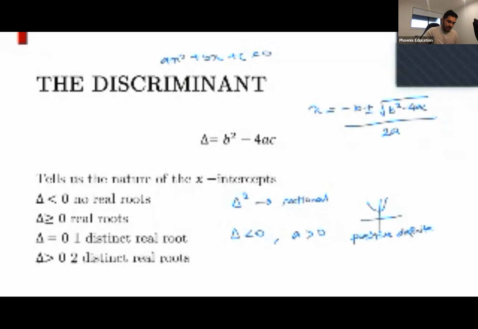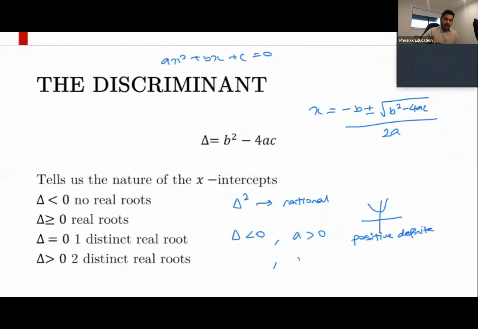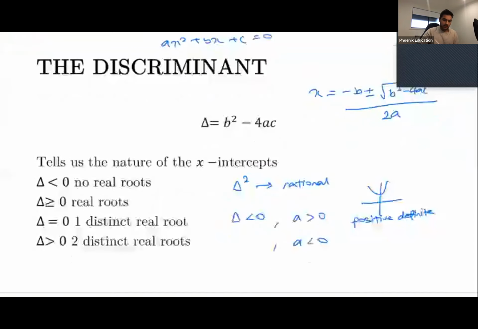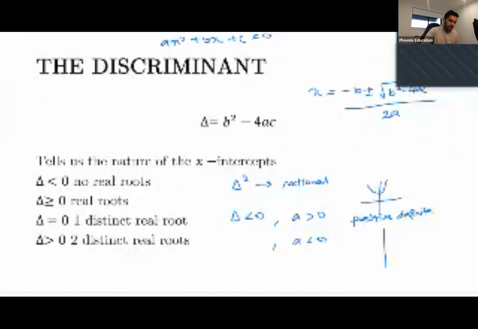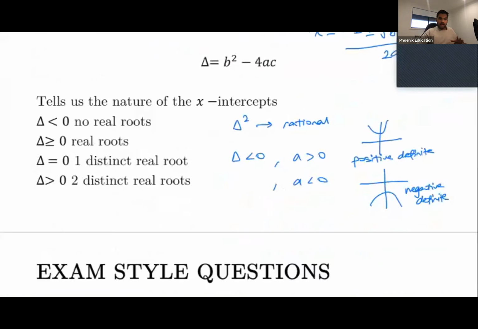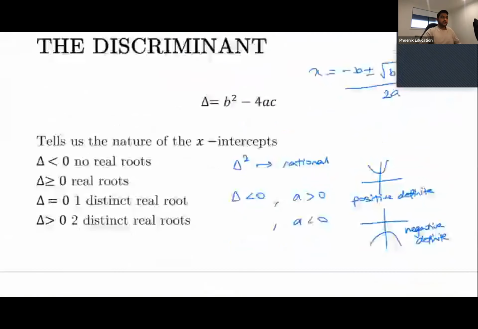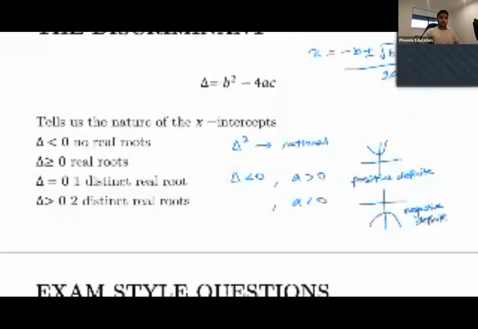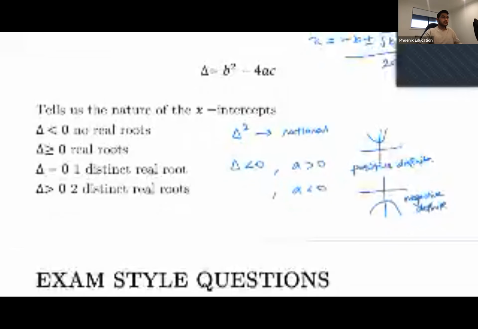If you have the discriminant less than 0 and your a value is less than 0, so something negative, the coefficient of x squared, then you have a parabola that's always concave down, and what we would say to be a negative definite. That's pretty much all the theory for discriminants and a little bit beyond with the positive and negative definites. This theory should help us to answer the questions.